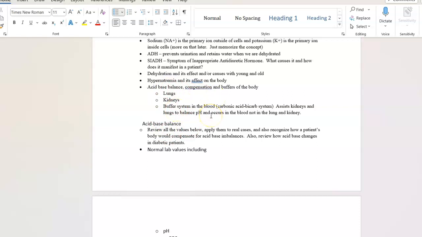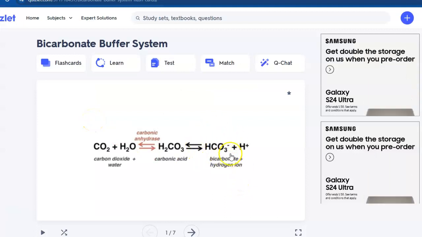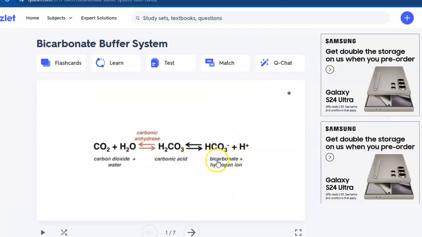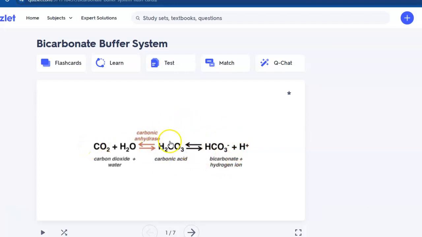It's a buffer system in the blood, okay? In the blood itself, it's called the carbonic acid bicarb system, okay? It can push us if we are getting too basic. Hold on just a second. I'm going to pause the tape and pull up a picture. Okay, I pulled it up here. This is the bicarbonate ion. This is carbonic acid. And this is carbon dioxide.